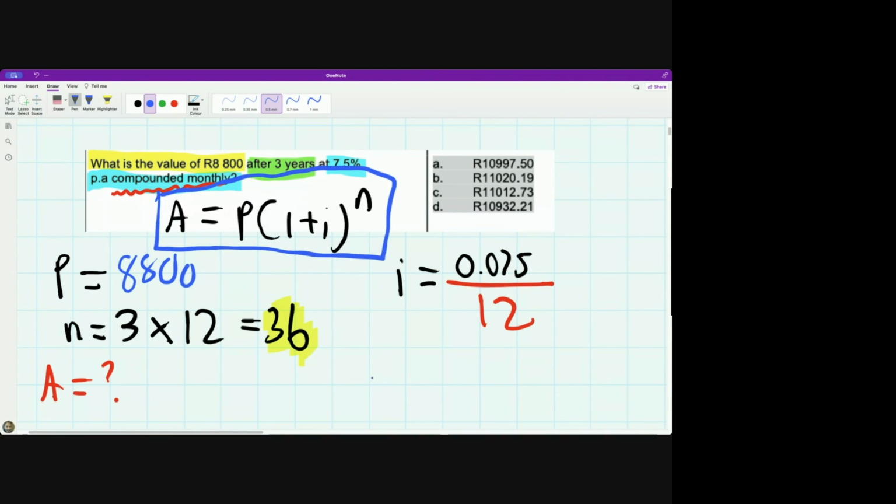When I do it with my calculator, I get my A value of that, which is going to be C.